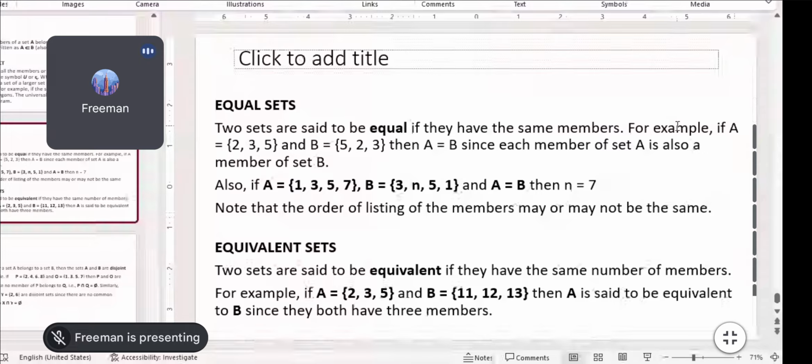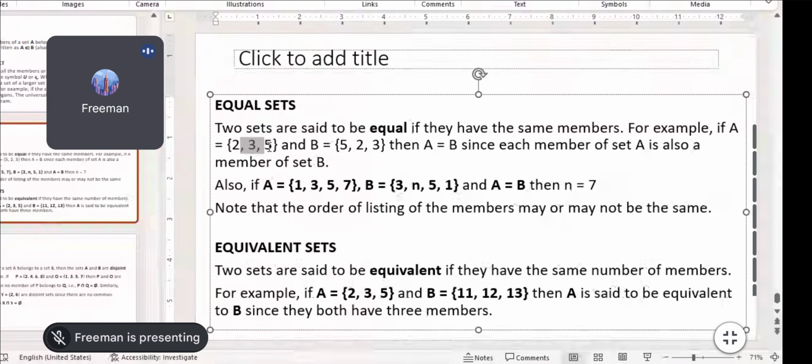For instance, you have a set A of the numbers 2, 3, and 5. Then you have set B: 5, 2, 3. Even though the arrangement differs, you agree with me that the 2 here can be found here, the 3 here is also in the other set, and the 5 here is also in set B. So since every element in A can be found in B, we say that the two sets are equal. None is smaller than the other. Somebody will say they are co-equal.